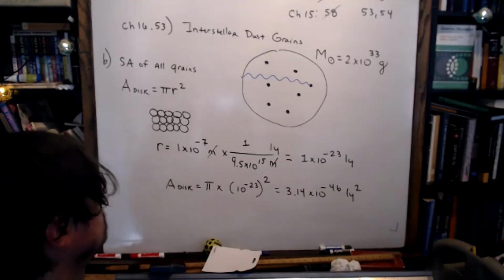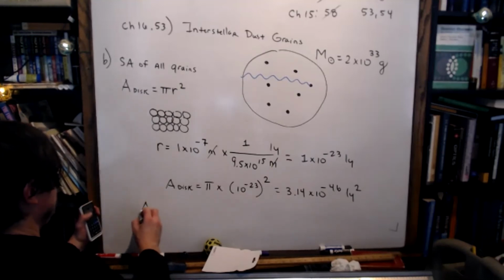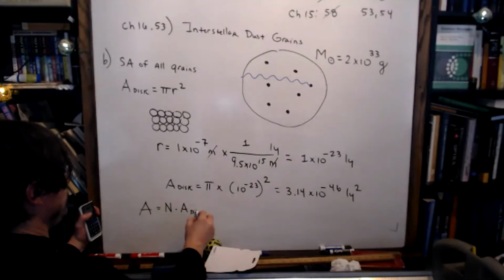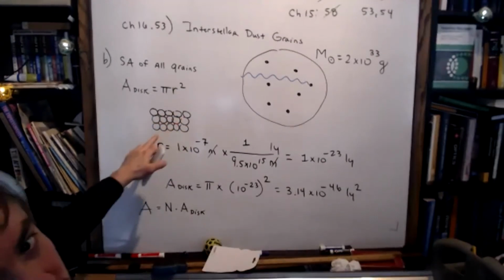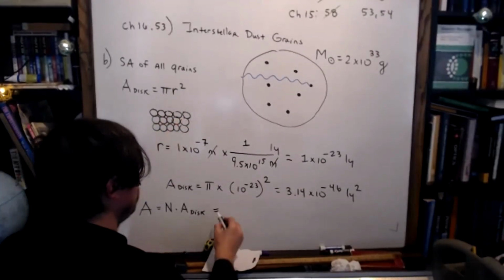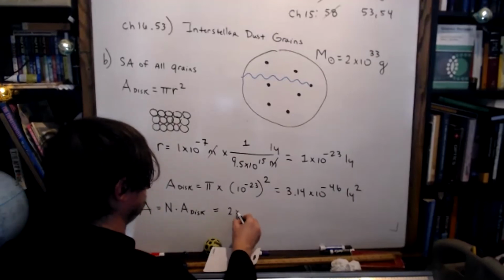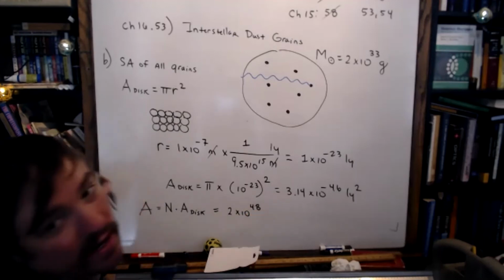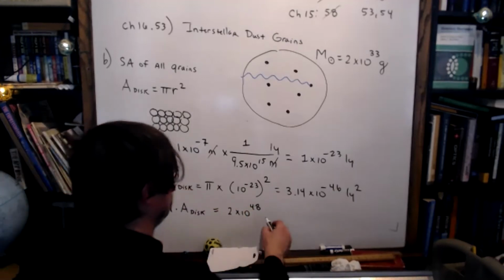Yeah. Now we have to multiply that by the total. So the total area is the number of grains times the area of a little disk. Okay, so we're multiplying all these grains times the area of a little disk. What was it, 2 × 10⁻⁴⁸? Can someone back me up there? I don't know if I remember that correctly. Is it 2 × 10⁻⁴⁸? 48. Right.